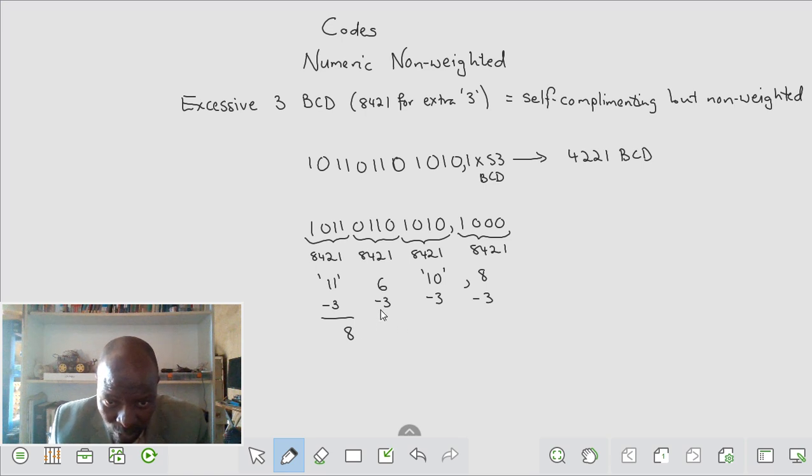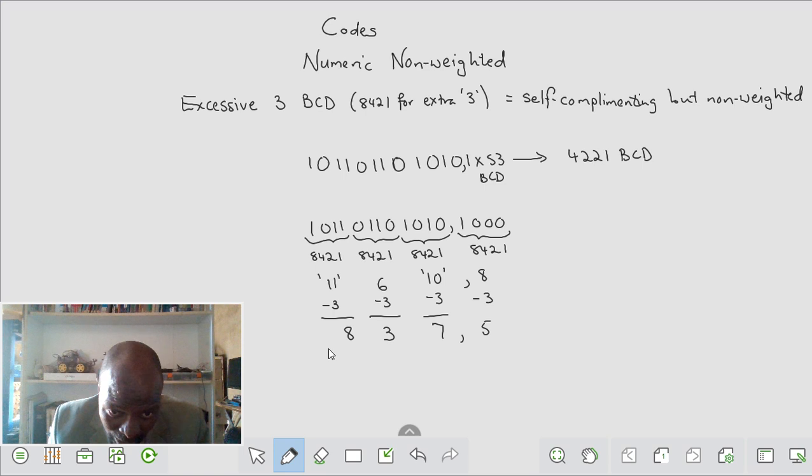This here will go to what? To 3. That there will go to 7. The comma stays, and that there is now 5. What you then do, because this is our decimal, all right, we need to then change our decimal to what? To 4221 BCD.